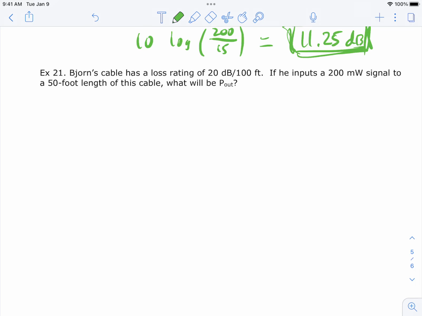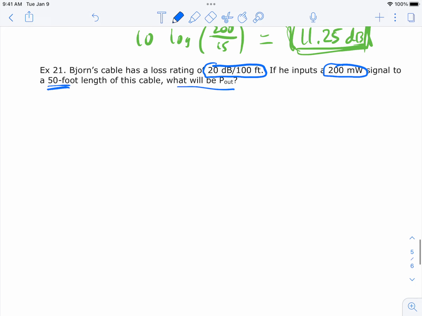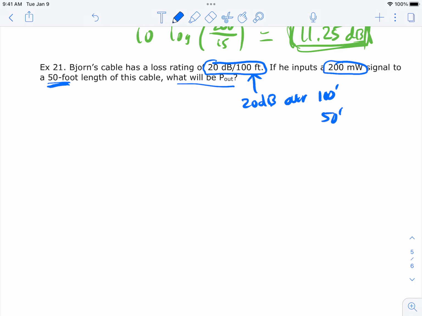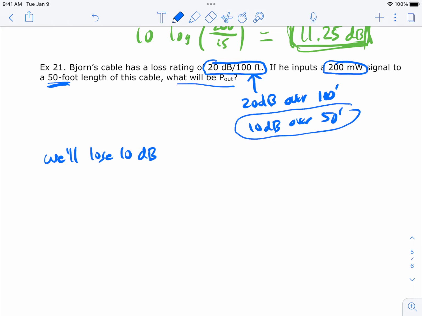Okay, one more example here. What do we got? Bjorn's cable has a loss rating of 20 decibels every 100 feet. He inputs a 200 milliwatt signal to a 50-foot length. So what will be P out? Here's the loss of the cable: 20 decibels over 100 feet. Well, we don't have 100 feet, we have 50 feet. So if I cut the cable halfway, I hope this makes sense, you'd have half the loss, right? You'd only lose 10 decibels over the 50 feet.